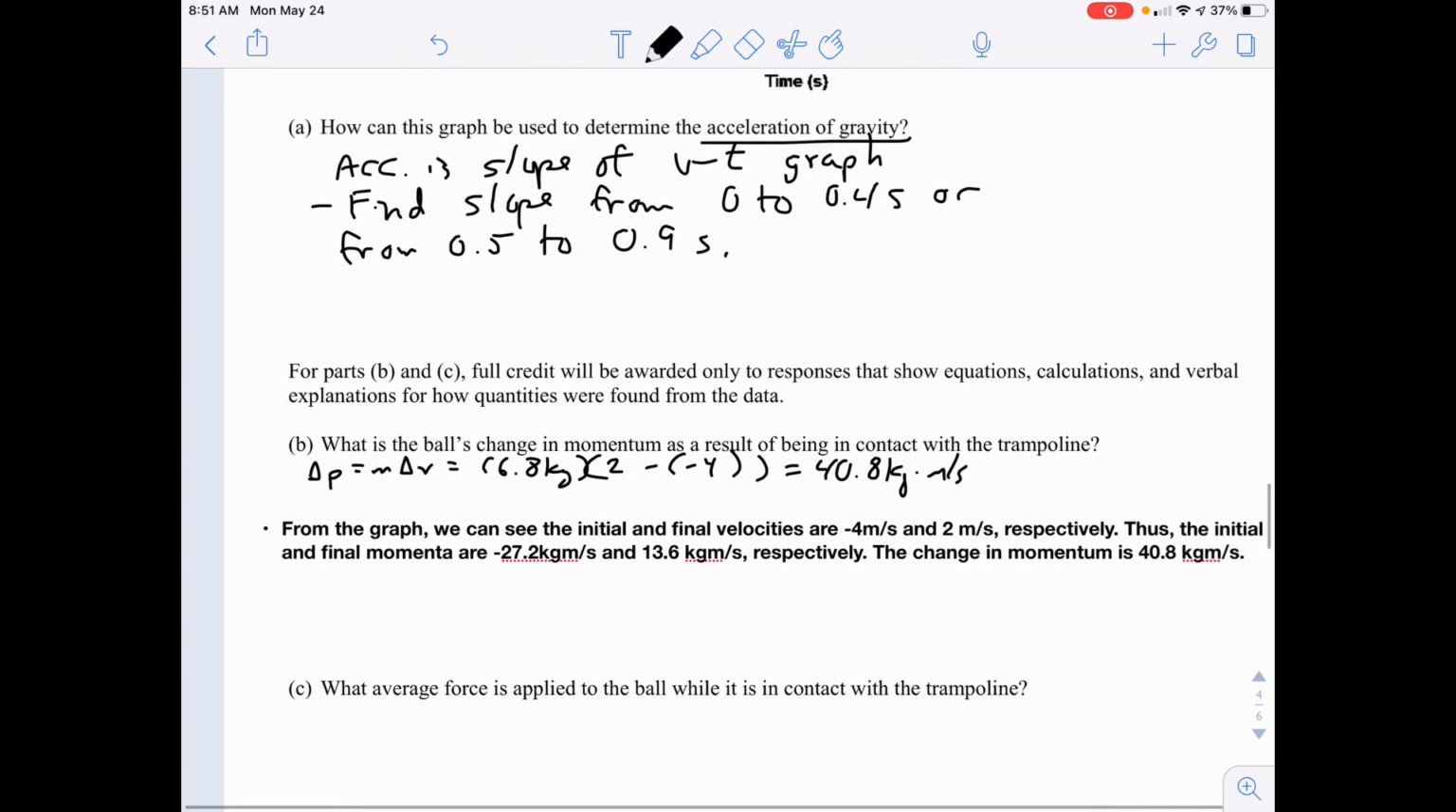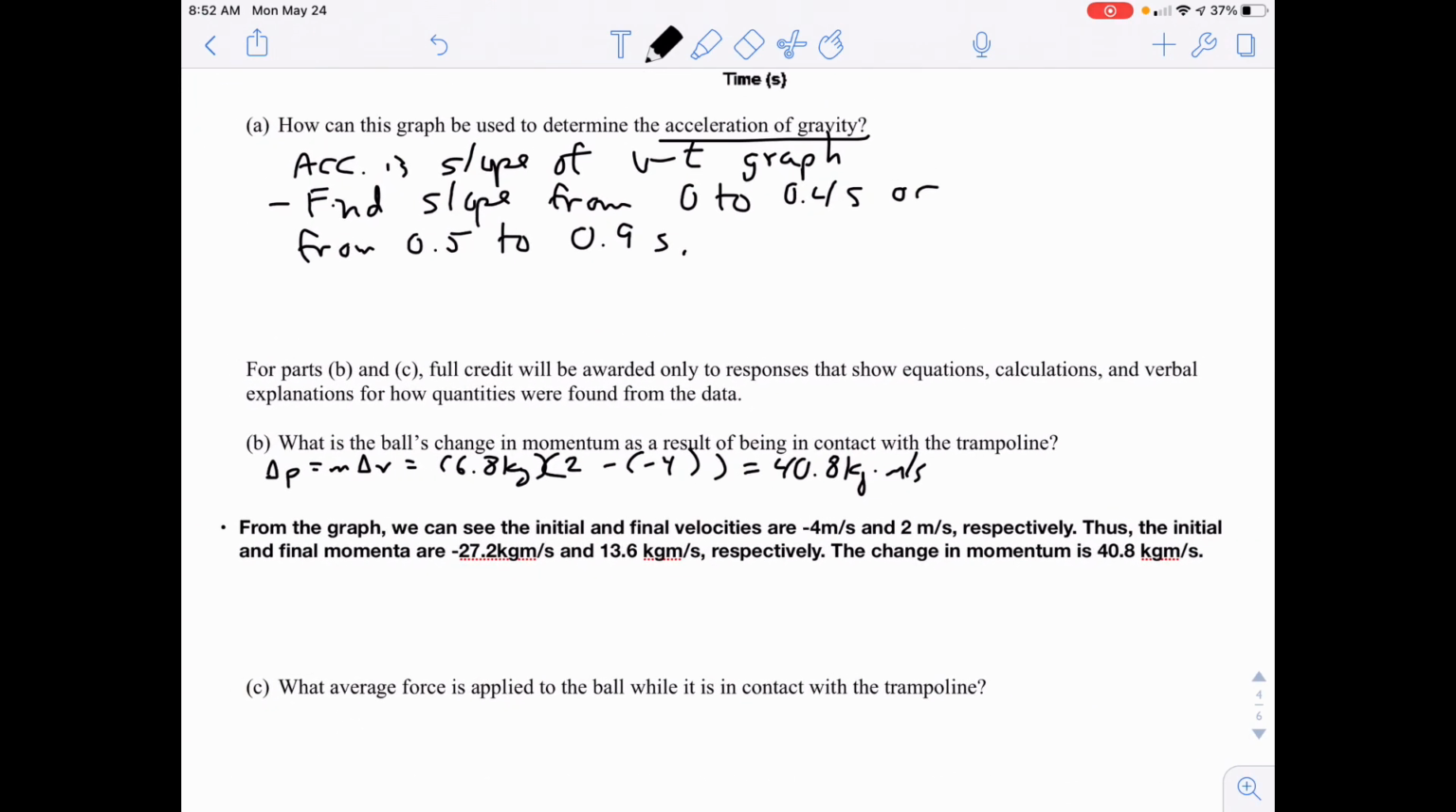Now the other way we could find it, of course, is to find the momentum before and after, and 13.6 after minus -27.2 before also adds up to 40.8 kilogram meters per second.